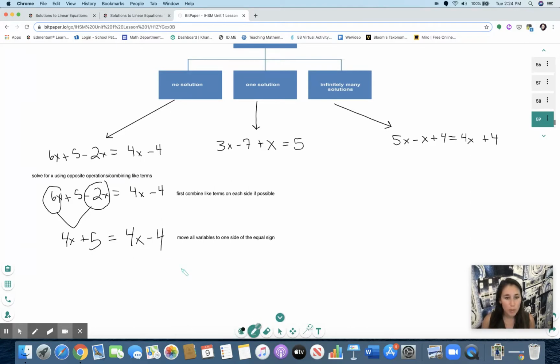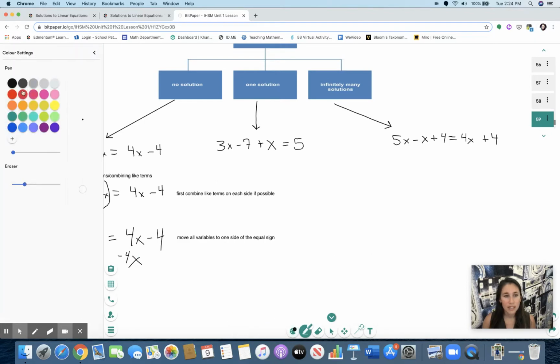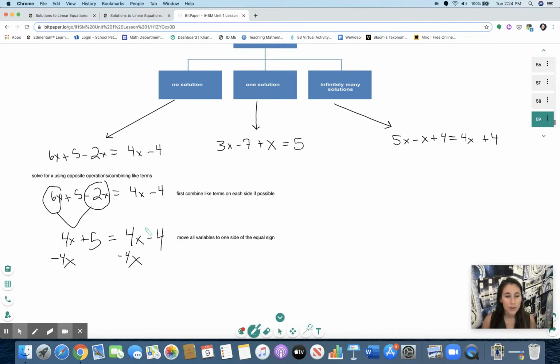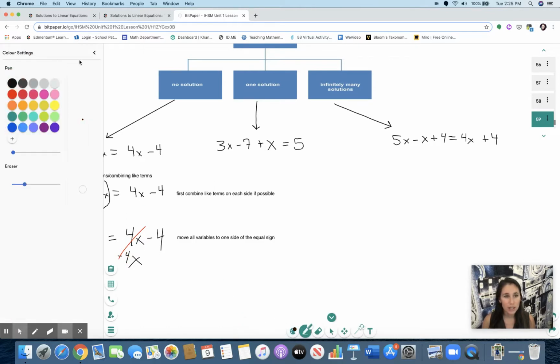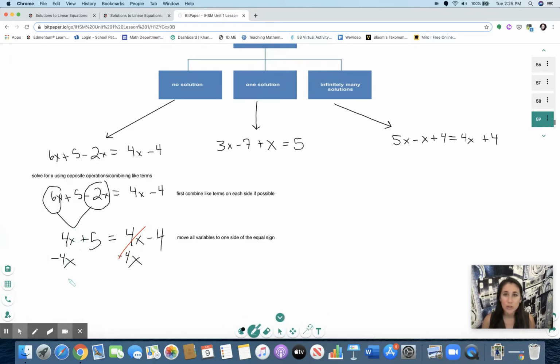So here we have a positive 4x, and I want to move it over, right? So the opposite of a positive 4x is a minus 4x. So I'm going to subtract 4x on both sides. And when I do that, the positive 4x and negative 4x cancel out, right? And then I'm left with 4x minus 4x, which is 0. They both cancel out, right? So after that, we're just going to bring everything that's left over down, and we get 5 equals negative 4.